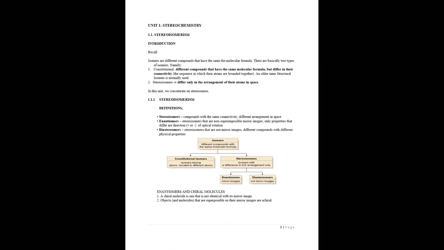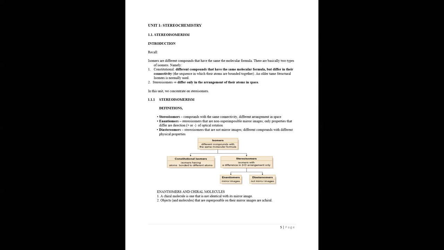Then I talked about enantiomers. Enantiomers, these are two monosaccharides. When you compare two monosaccharides, they qualify for the definition of enantiomer, which is a stereoisomer that is non-superposable and a mirror image. They are mirror images. So I'll repeat, two such monosaccharides are enantiomers.